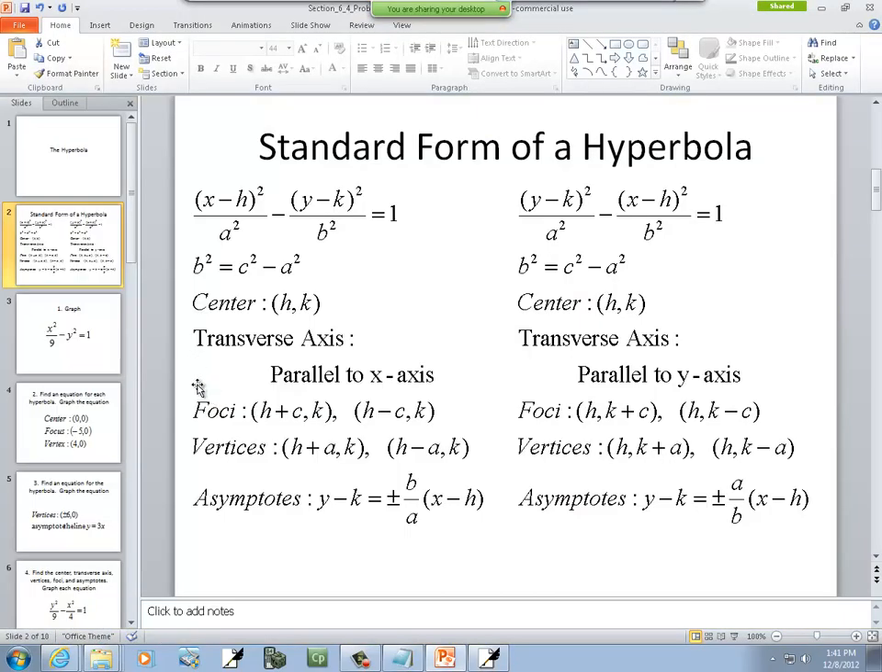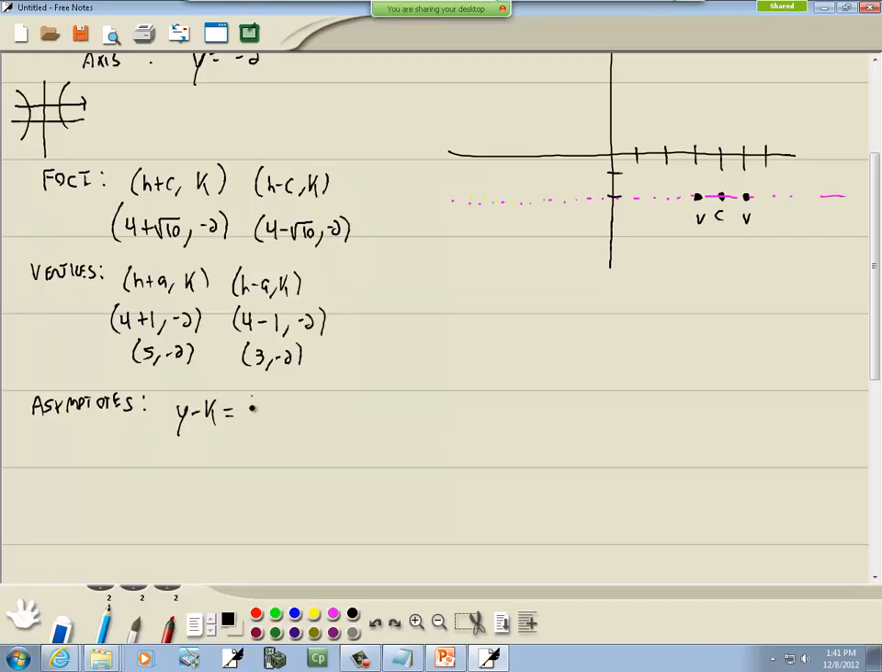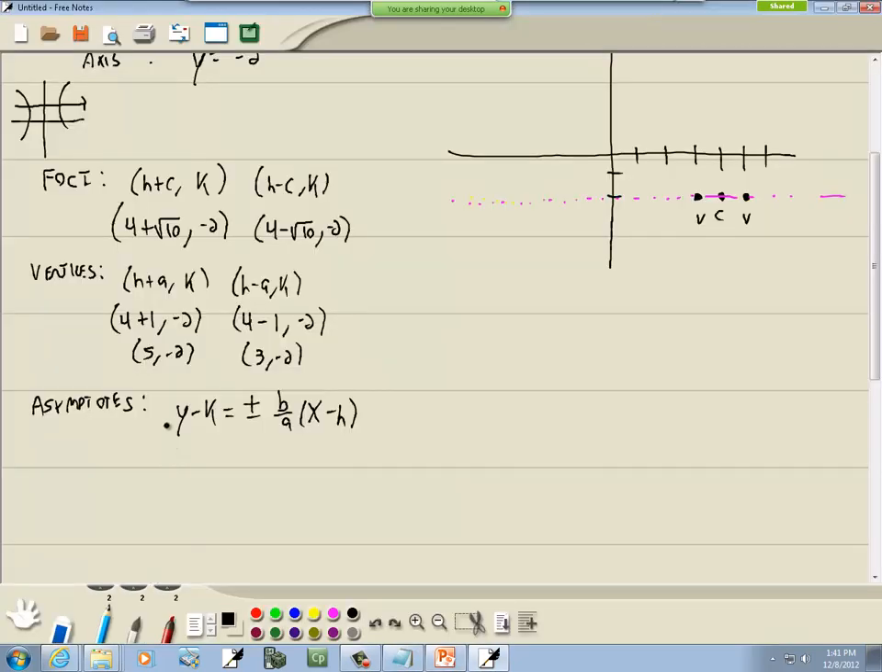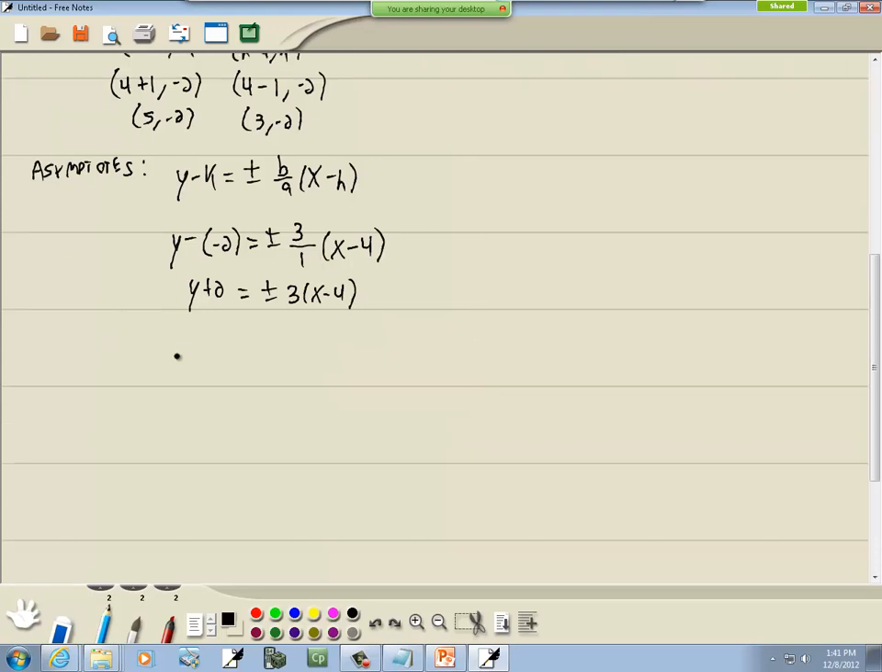So our asymptotes would be y minus k is equal to plus or minus b over a times x minus h. Let me double check that. Sometimes my memory isn't what it should be. There you go. Okay, y minus negative 2 equals plus or minus b, which is 3, over a, which was 1. Oh, that's nice. x minus h is 4. So that gives us y plus 2 is equal to plus or minus 3 times x minus 4. So y is equal to negative 2 plus or minus 3 times x minus 4.